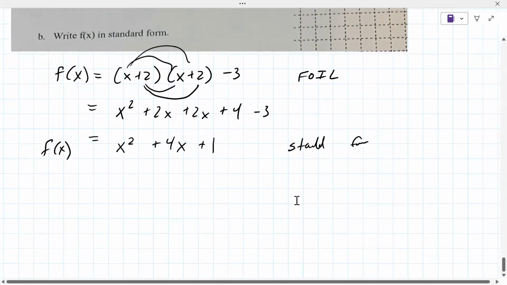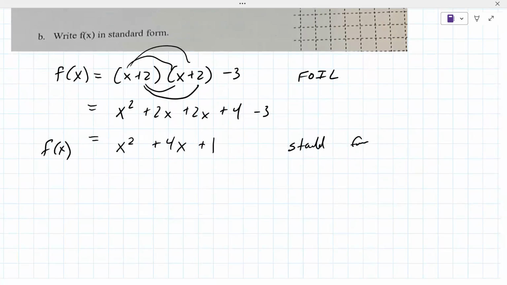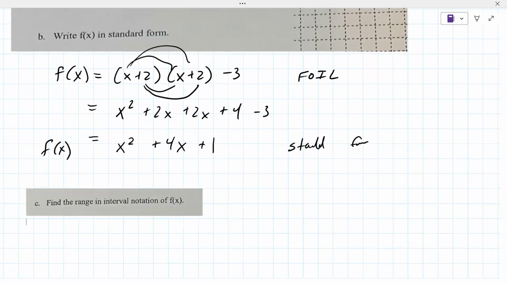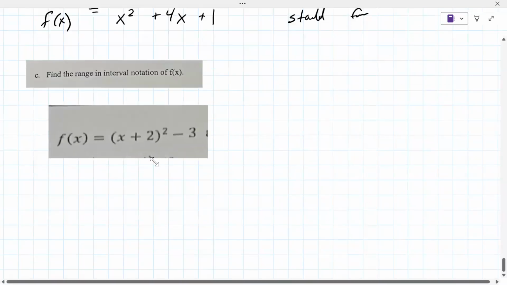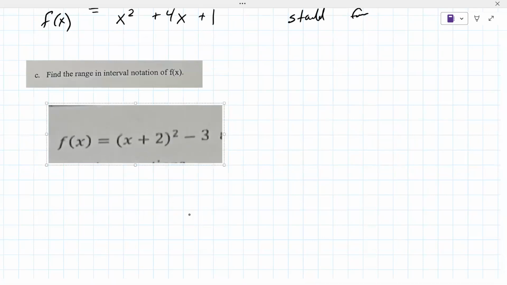To do the next part, part C, it would be nice to have the graph, but we can actually do it without the graph for the moment. I'm going to snip in the function here. Could you tell me the vertex of f of x? -2, 3. Good. -2, -3, yes, because it's a rough sketch, let's just say that's -2, -3.